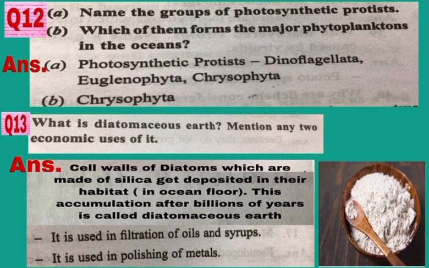Question number 13. What is diatomaceous earth? Mention any 2 economic uses of it. Answer. The walls of diatoms are made of silica, and this silica wall keeps depositing on the ocean floor, and after billions of years of their deposition they form diatomaceous earth, and this is used in number 1, filtration of oils and syrup, and second, it is used in polishing of metals.